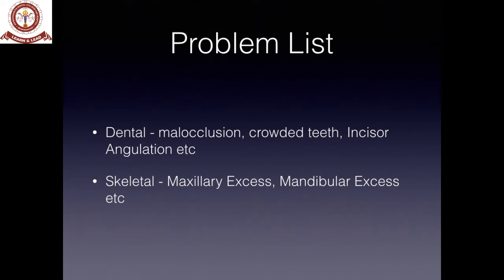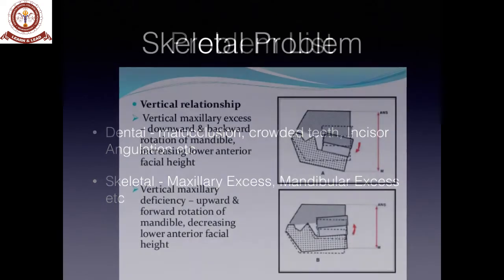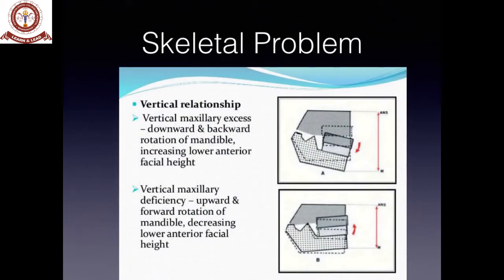When we're talking about overbite, in the sense the vertical overlap of the maxillary incisor over the mandibular incisor, it should normally be 2 millimeters, but it can be vertically more. So that is how you describe the problem list of the patient. So talking about the skeletal problem, the vertical relationship.